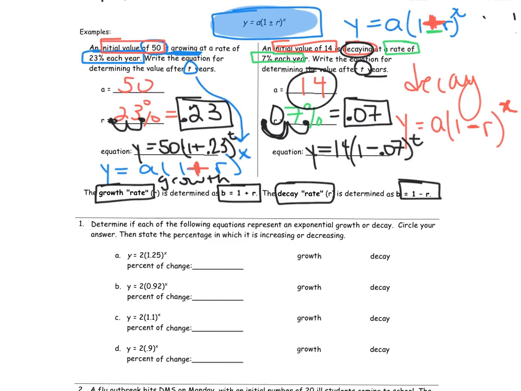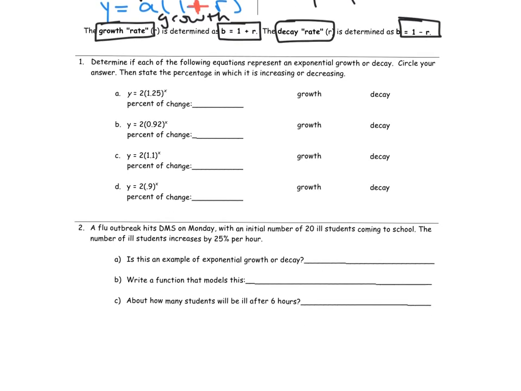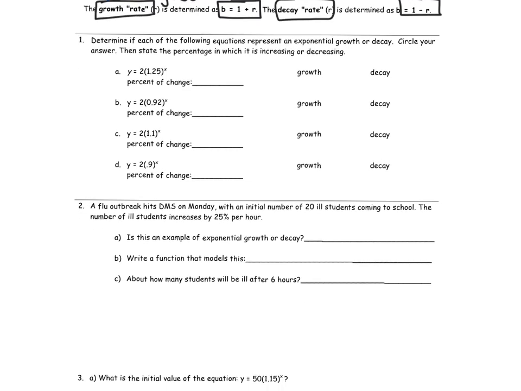All right, so let's come up with those percentage of change here. So let's look at a few examples. All right, so for the first question, determine if each of the following equations represents an exponential growth or decay, and we're going to circle them.